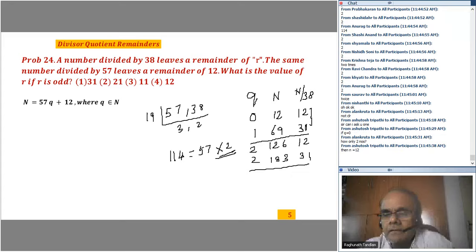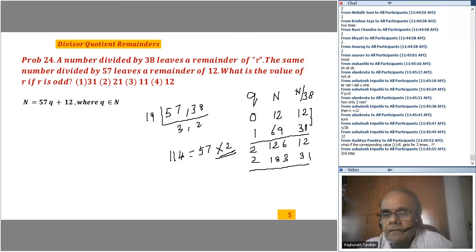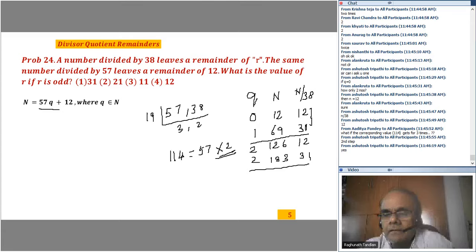If Q is 0, N is 12. Second step is substitute Q equals 1. It becomes 69 or not? 57 plus 12 is 69, Ashutosh. Are you clear with this? How many are clear with this? 69 divided by 38, what's the remainder? 31. That's all. Clear, Ashutosh?